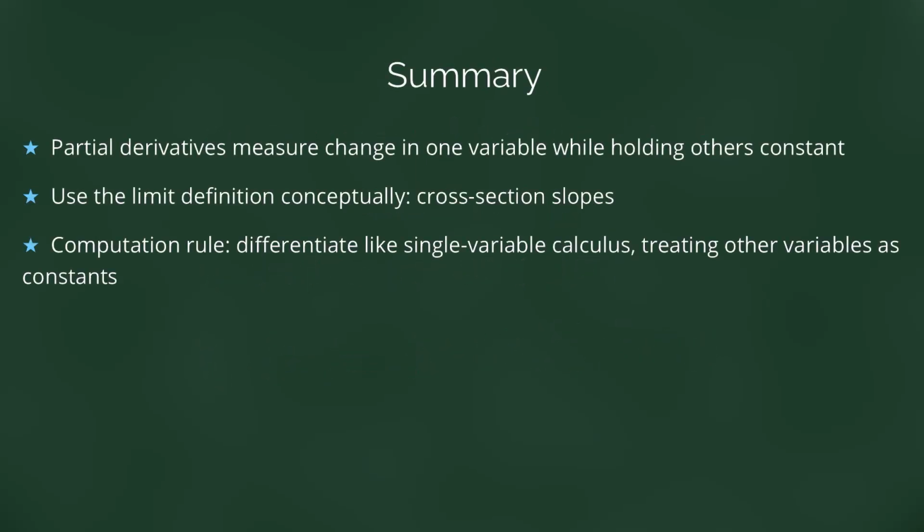Okay, so we've seen that partial derivatives are going to help us measure change in one variable while we're holding the other constant. So using the limit definition, what we're thinking about here is cross-section slopes. Our computation rules follow the same exact rules we learned when we were back in Calculus 1, with the exception that when we're computing the partial with respect to x, we're going to treat y as if it's a constant, and when we're computing the partial with respect to y, we're going to hold x as if it were a constant.